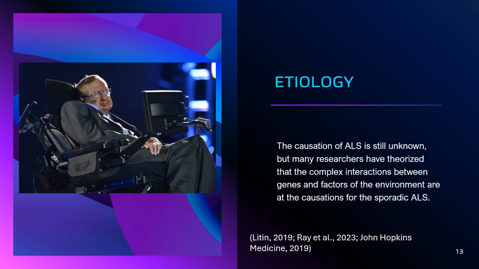So the causation of ALS is unknown, but many researchers have theorized that complex interactions between genes and factors of the environment are at the causation of sporadic ALS, which can also be seen in the familial form. But they're mainly looking at sporadic ALS because we understand a lot more about familial, and more people are affected by sporadic, so we need to start understanding that. Other risk factors that have been theorized and studied are genetics with a family history component, age, sex, smoking, environmental toxin exposure, and military service.